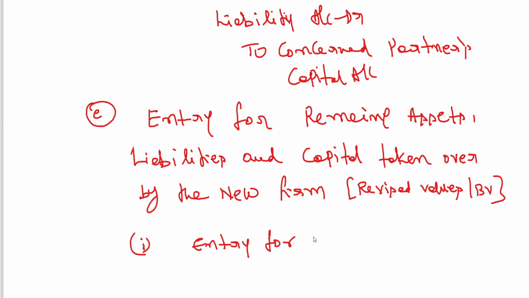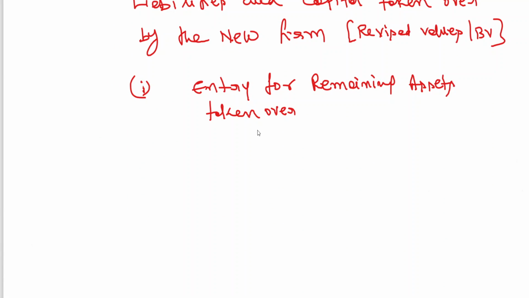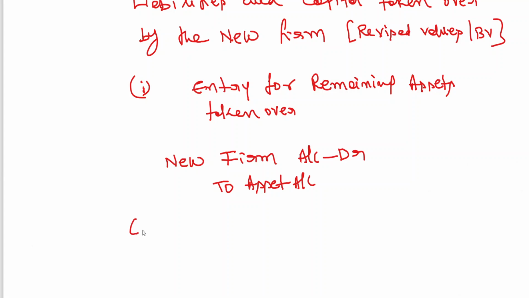Entry for remaining assets taken over. Debit the receiver. New firm account debit. What is going out? Asset is going out. New firm account debit to asset account.